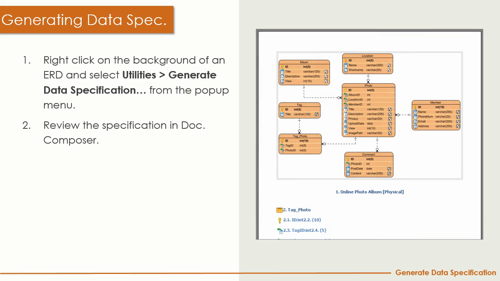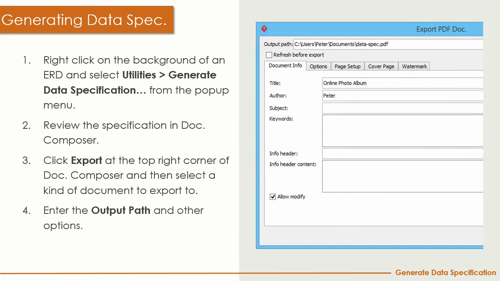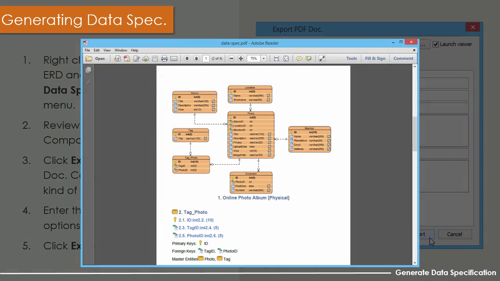And then you will preview the specification in the document composer within the Visual Paradigm. If you think it is good, you can do some touch-up, of course. And then you can export the document in different formats. And you specify the path and export. Then we'll generate the document to the normal formats, including the PDF, HTML, and the Word.